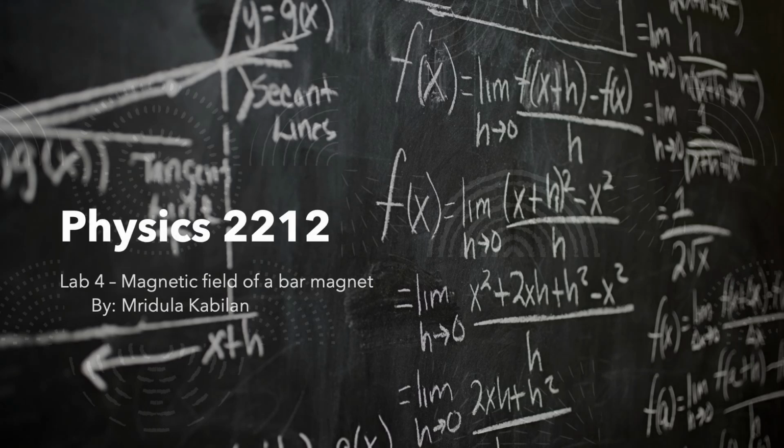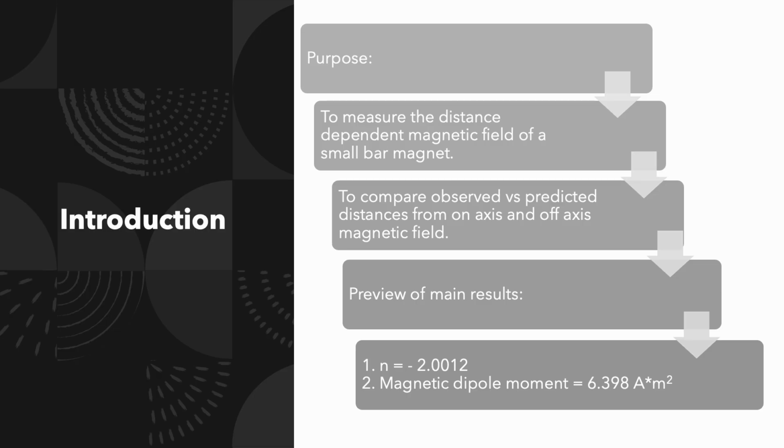Hi, I'm Nadilla, and this is my Physics 2212 Lab 4 video, Magnetic Field of a Bar Magnet. The purpose of this experiment is to measure the distance-dependent magnetic field of a small bar magnet to compare observed versus predicted distances from on-axis and off-axis magnetic field.